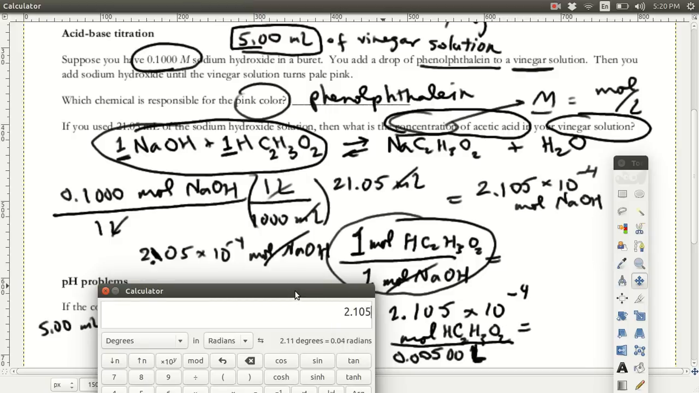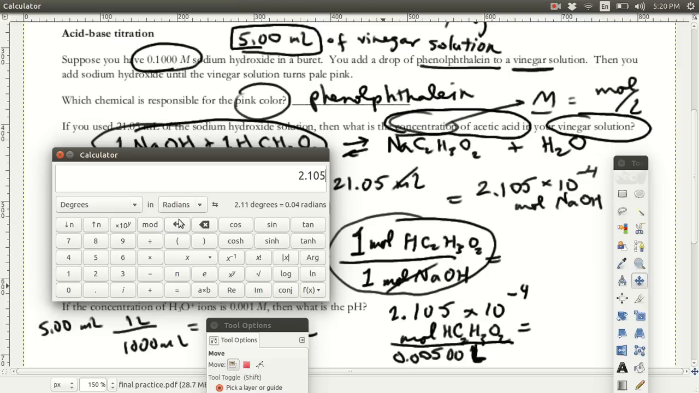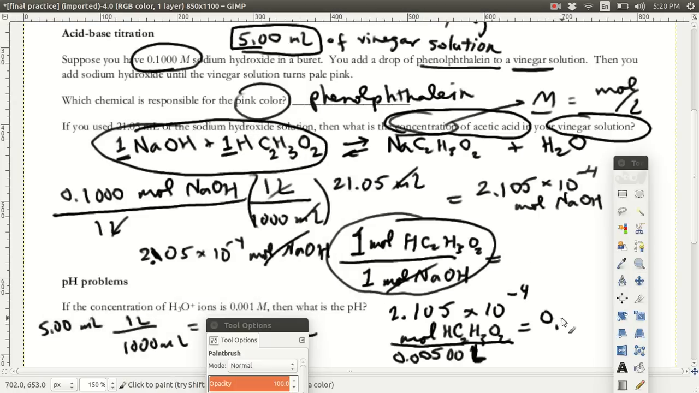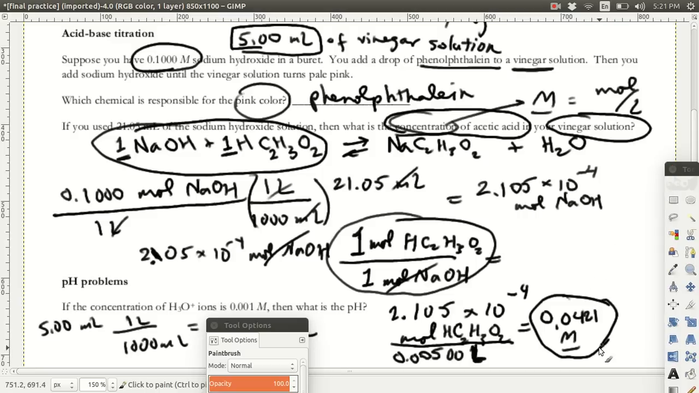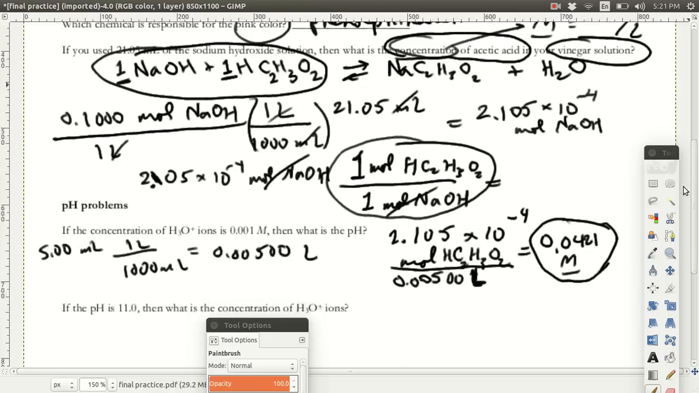2.105 times 10 to the power of, where is it? Where's my EXP key? Oh, here it is. -4. Okay? Divided by 0.005. That's 0.0421. So that's 3 significant figures, 0.0421 molar. That's the concentration of the acetic acid. Okay? Very, very tough problem. I'm tempted to put 2 of these on there. Maybe not. Okay.